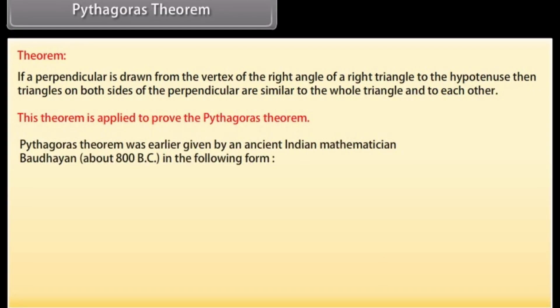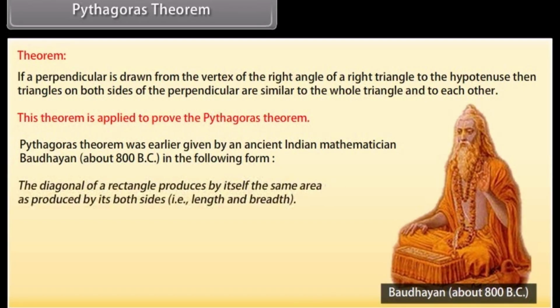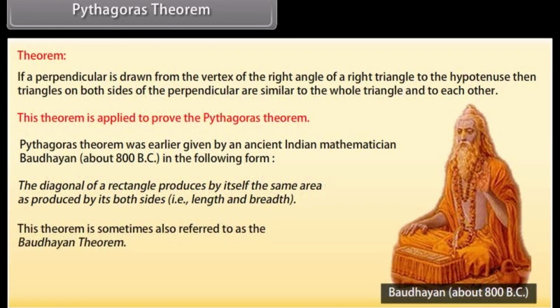Pythagoras theorem was earlier given by an ancient Indian mathematician, Baudhayana, about 800 BC in the following form. The diagonal of a rectangle produces by itself the same area as produced by both its sides, that is, length and breadth. This theorem is sometimes also referred to as the Baudhayana theorem.